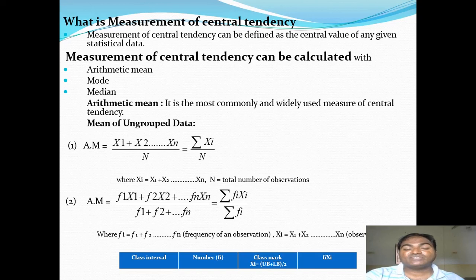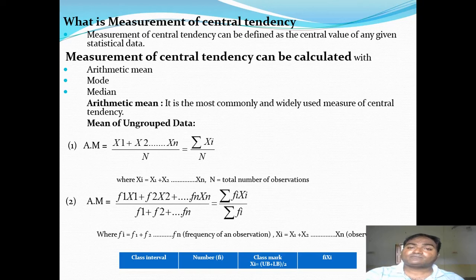If certain observations are given, if I give you the marks of a class and ask what the arithmetic mean is, the only thing you have to do is take the marks of all the students, add them, and divide by the number of observations. That means x1, x2, and so on up to xn are the observations, and n is the total number of observations. This formula is given by summation xi by n.